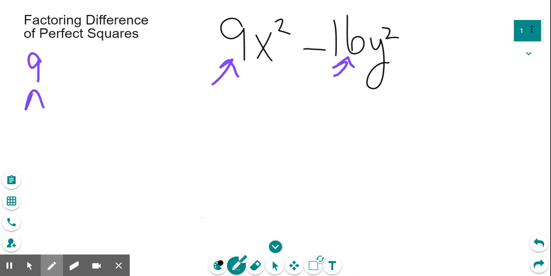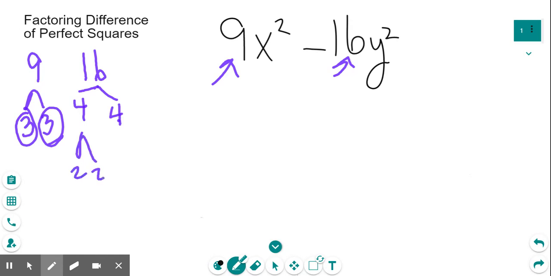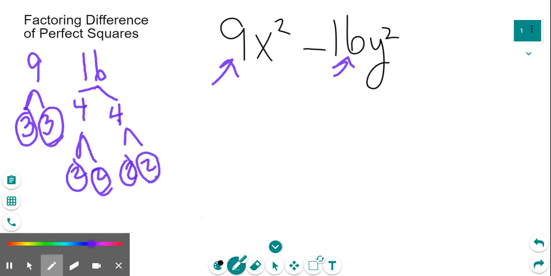So a 9 breaks up into 3 times 3, and a 16 breaks up into 4 times 4, and then 2 times 2, and then we have another 2 times 2. So notice that there is nothing in common between the 9 and the 16. The 16 breaks up into 4 2s, and then 9 breaks up into 2 3s. So there is nothing in common, no GCF.